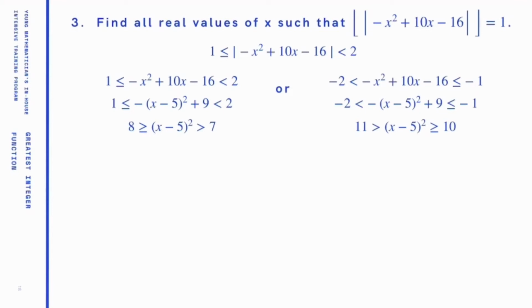Now how do we solve this? We can separate the inequality into two parts, noting that it must both satisfy x minus 5 to be squared is less than or equal to 8, and at the same time, x minus 5 to be squared is greater than 7. Now, so as not to get confused, let's rewrite the inequality x minus 5 to be squared less than or equal to 8.